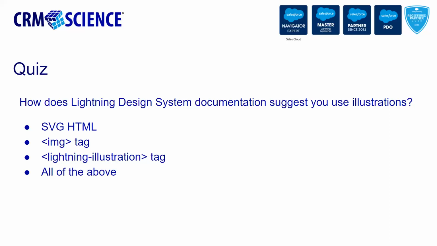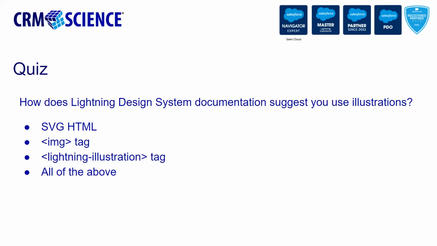Okay, so I'll go through the answers real quick first. There actually is no Lightning illustration tag out of the box anyway. So that also invalidates all of the above, which I think got a lot of people. It was about 50% all of the above. You could do it with either an SVG or an image. But the way that the documentation suggests is SVG markup, which surprisingly there were no answers for that.